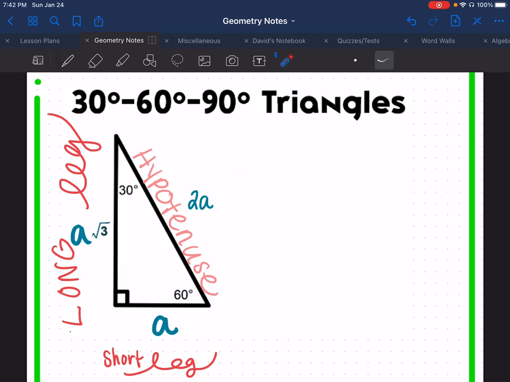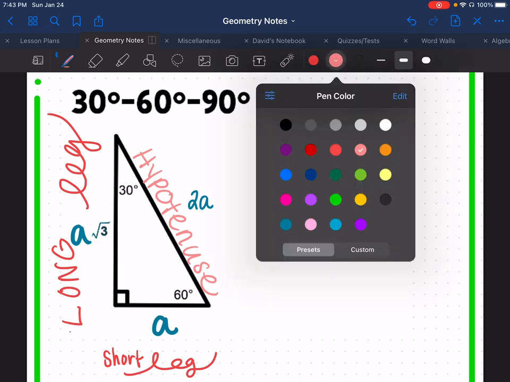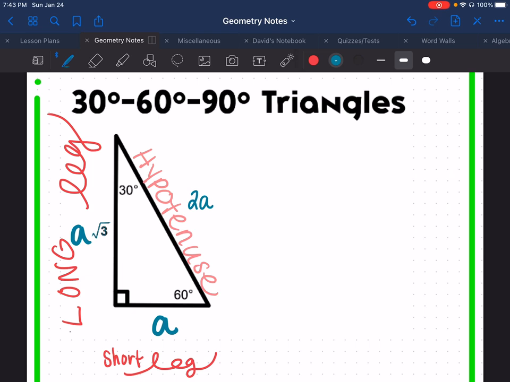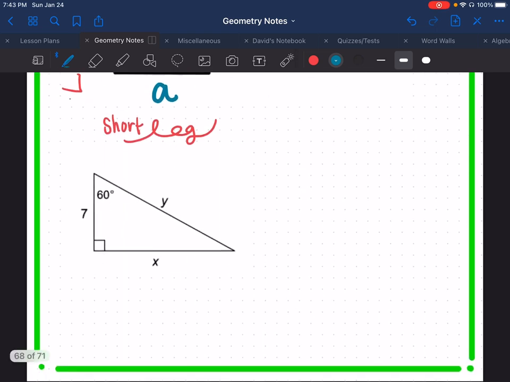Okay, let's go ahead and take a look at some problems. And remember, the whole thing, just like last time, is label, label, label, label, label. Let me grab my color for my A's, and here we go.